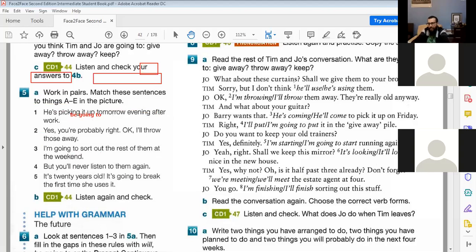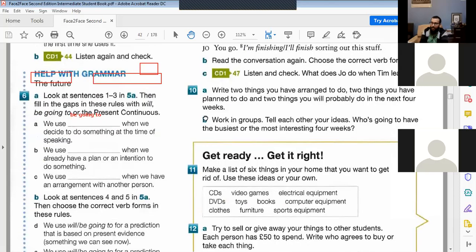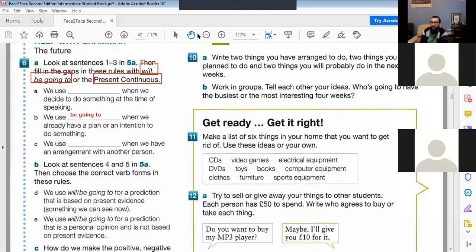So you decide at the moment? No. Yeah. I think will is A. That's correct. Actually, will is A. And B is continuous. So present continuous is for arrangements. Arrangement, yes. It means it's like a plan.